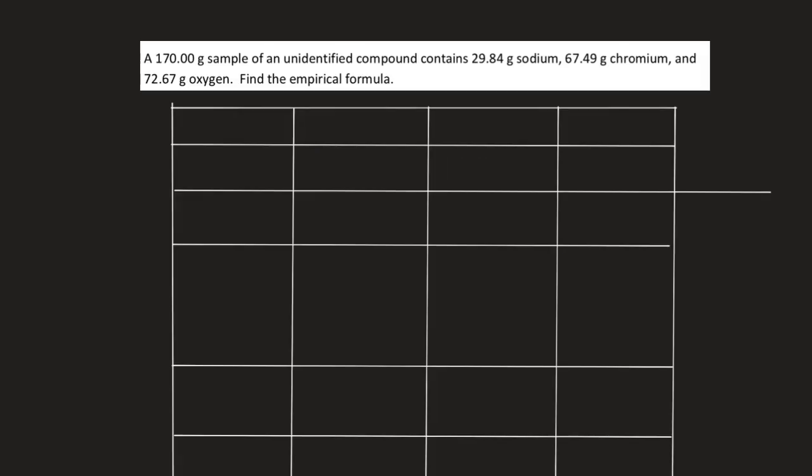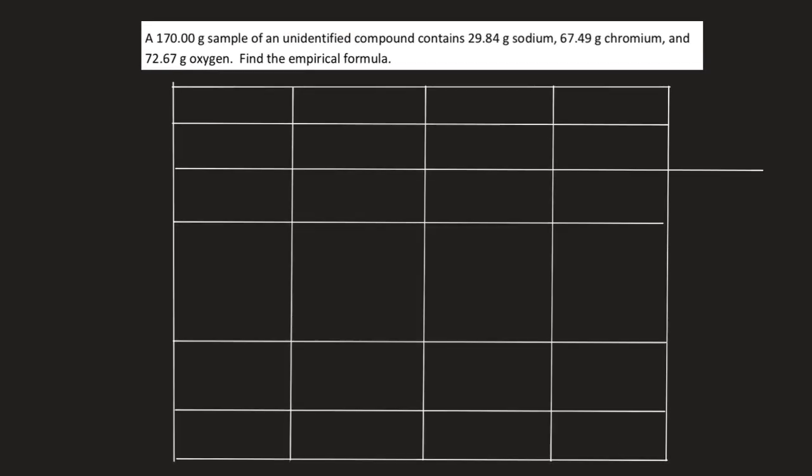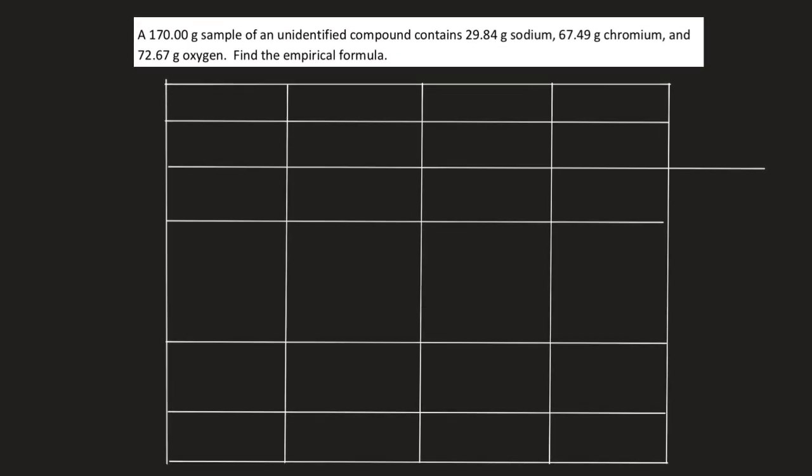Okay, this question over here. You have a 170 gram sample of an unidentified compound containing X, Y, and Z. And let's just have a look at how this is going to work.